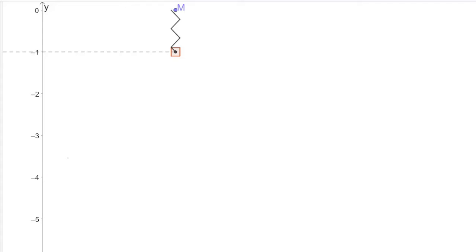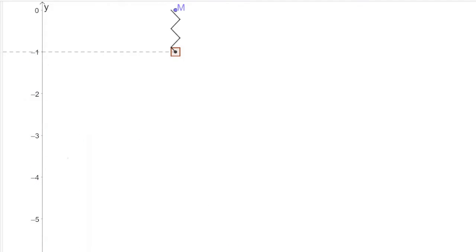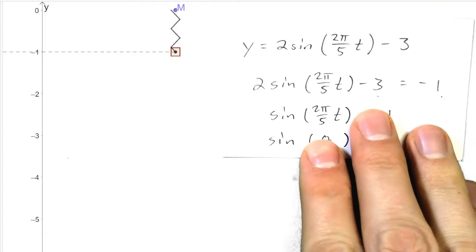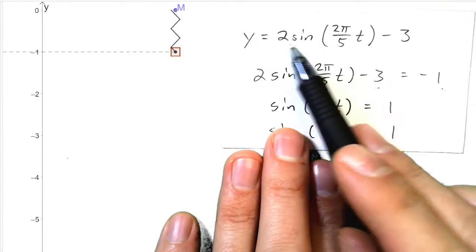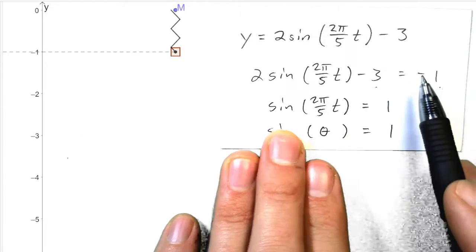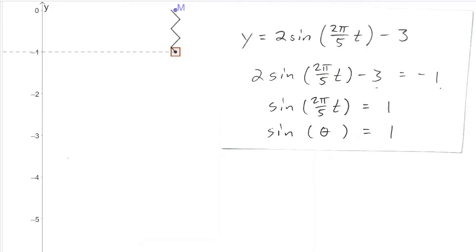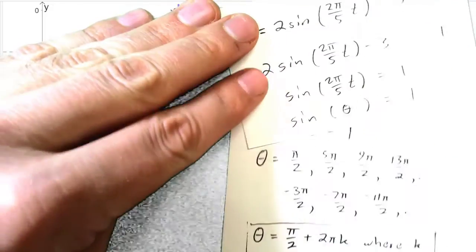Okay, so here we are back at the spring problem. One of the first things we were looking for was when the spring is at its highest point. So what we did is we set up this equation. We set the displacement function equal to -1, that's the highest position. And we used a little bit of algebra, and we said that we need to solve sine theta equals 1. All right, well, we just did that, right?